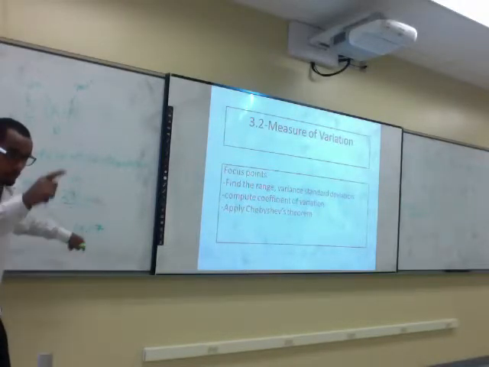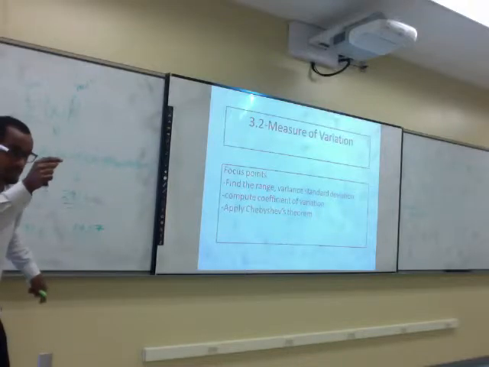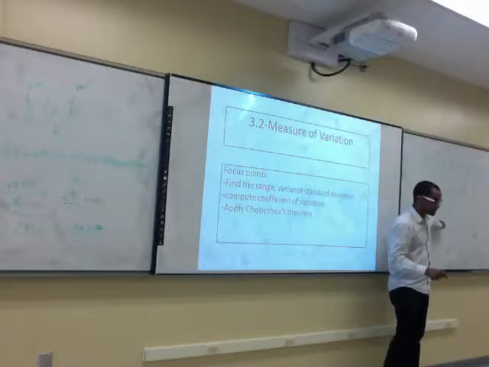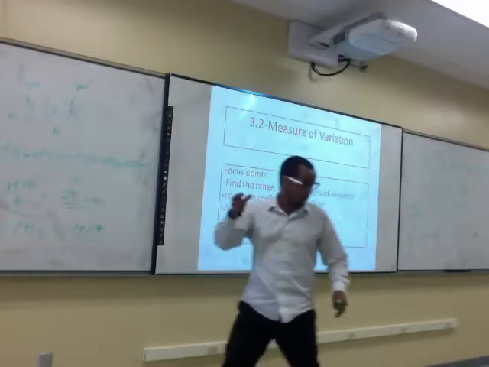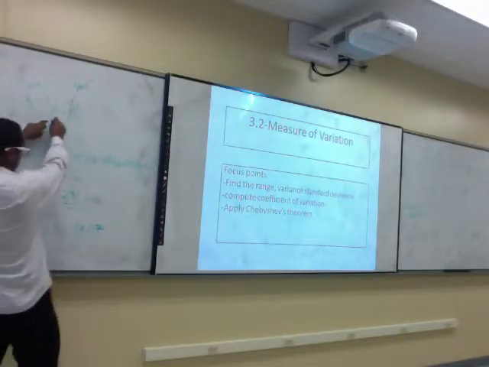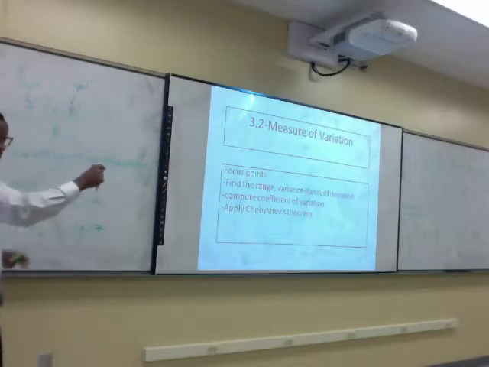Okay? So if your data are very close to each other, then your standard deviation and variance will be small. If your data are too big or wide enough, then your standard deviation will be bigger. Right? So the variation between the actual mean and each individual is big.